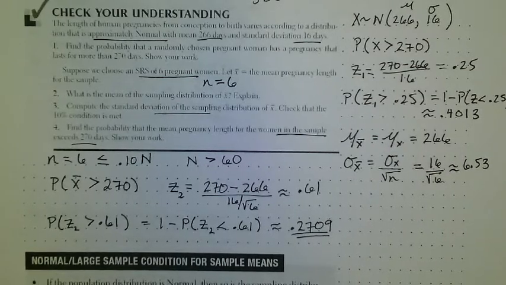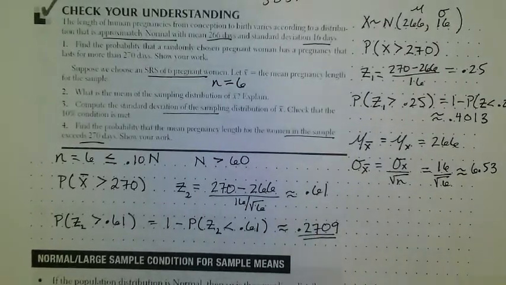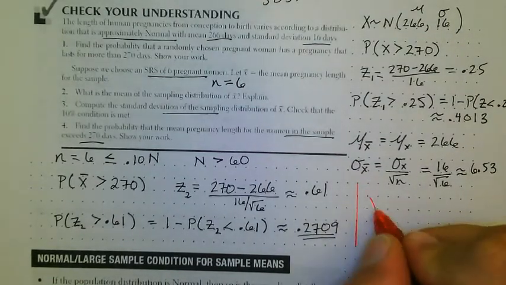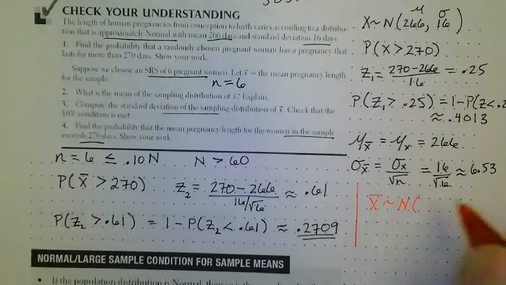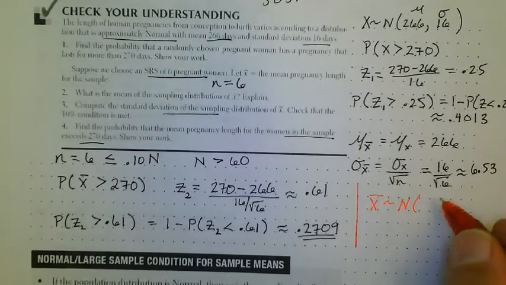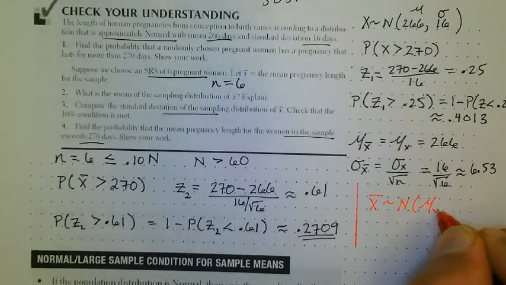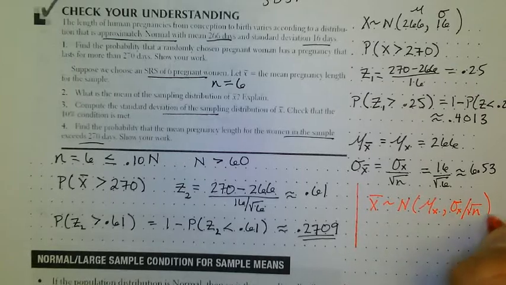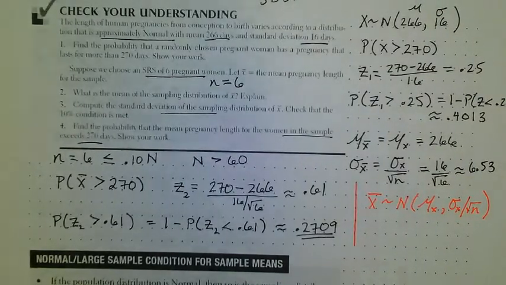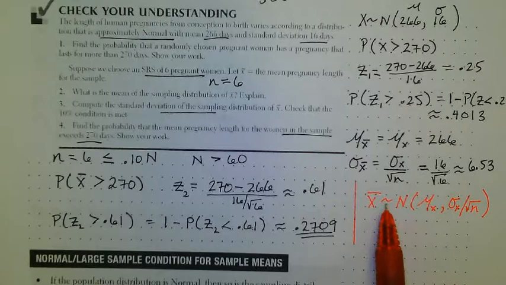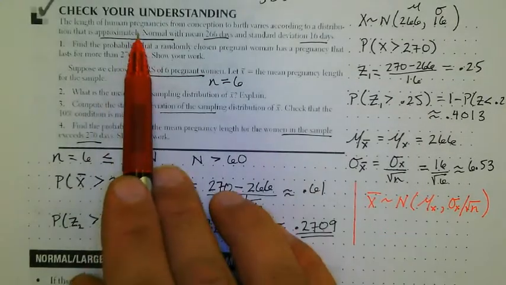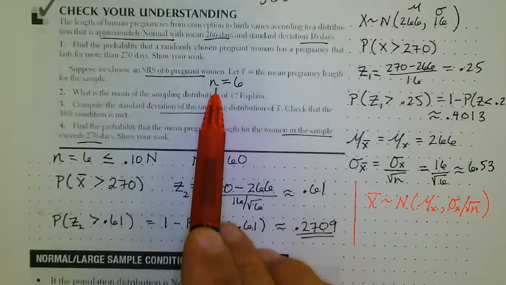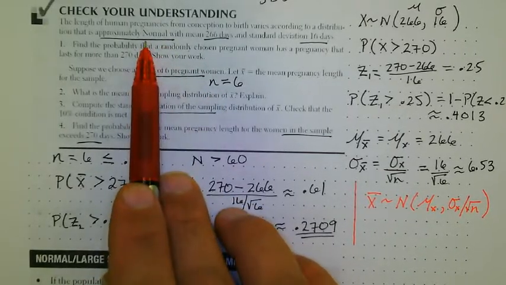Very important, the notation, and one of the things that is good practice: X bar is normally distributed with a mean mu that is the same as mu sub x and a standard deviation of sigma sub x divided by the square root of n. Now, why can we say X bar is approximately normal? Because our initial population was approximately normal. So even though we have a small sample size, initially we're approximately normal. That's going to help us out.